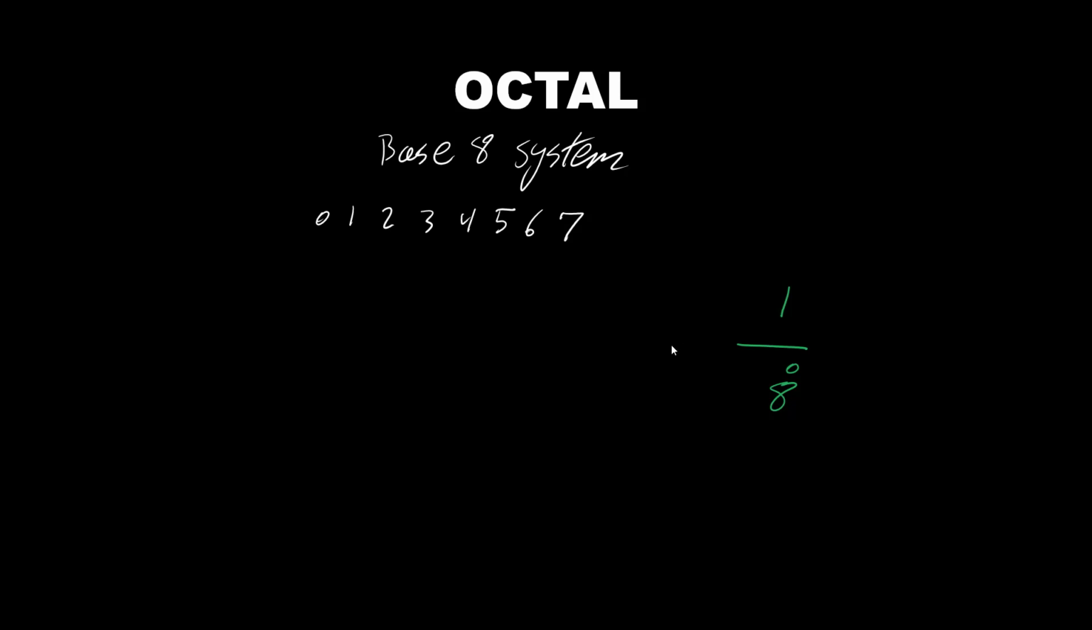Now if we move one place to the left, this is place value position 1. 8 to the power of 1 is 8. The next place value position is 2. 8 to the power of 2 is 64. Let's move one more place to the left. This is place value position 3. 8 to the power of 3 is 512. So here we have the 1's place, 8's place, 64's place, and 512's place.